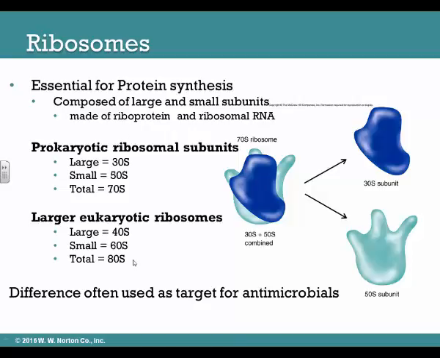And as such, antibiotics will bind very well to prokaryotic ribosomes, but not to eukaryotic ribosomes. And so that selective toxicity can be achieved, and that we need when we're talking about effective chemotherapy for treatment of infections.